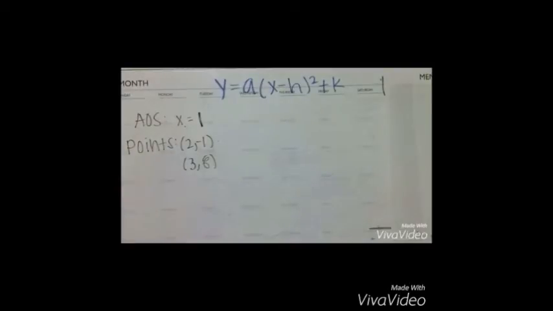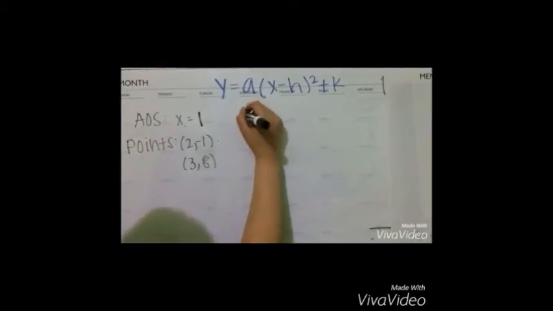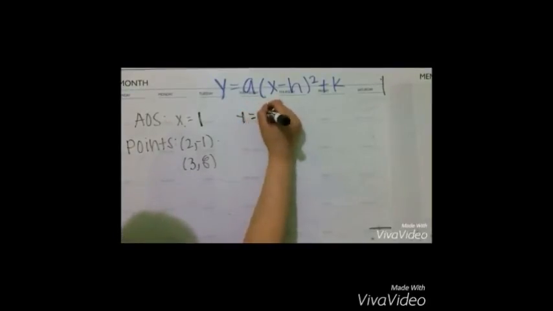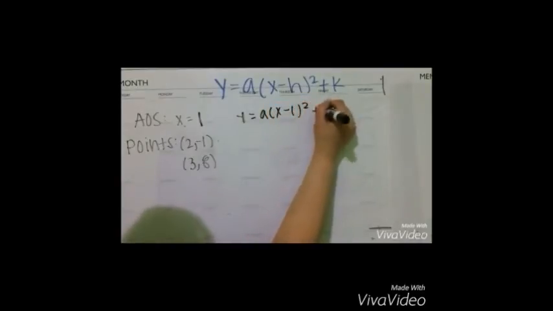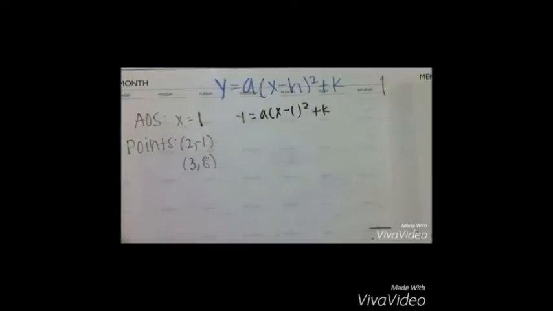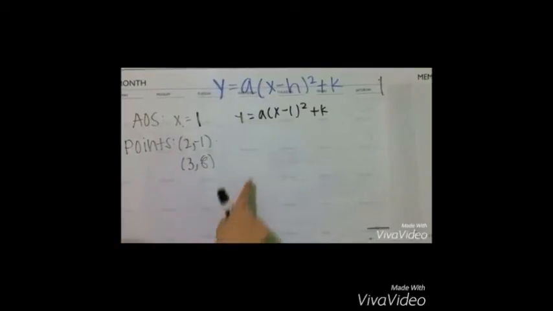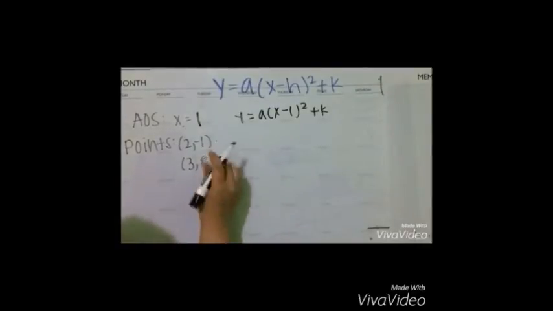Let's start with the easier one. For this problem, the AOS is x equals 1, and the 2 points given are (2, -1) and (3, 8). If we look back to our first step, we have to plug in the AOS. So you plug in 1 for h, (x - 1) squared plus k. Now, since we have 2 points, we can choose one of them to plug in. So we'll just use this.